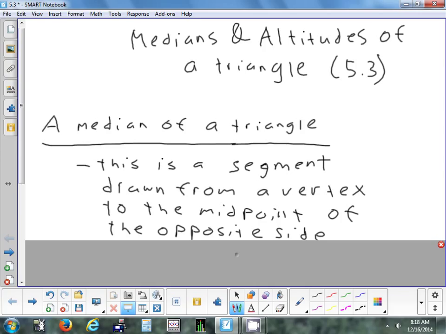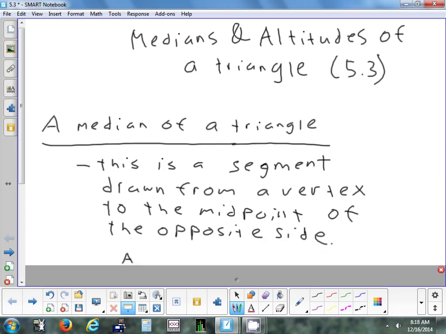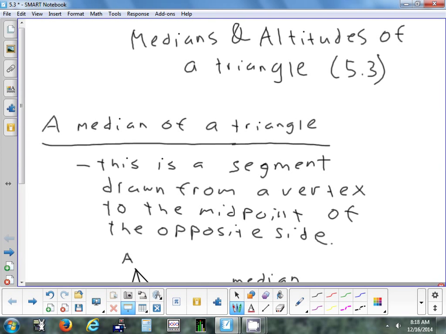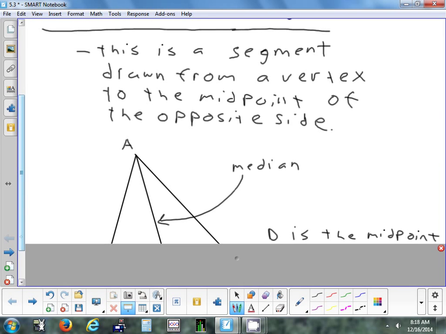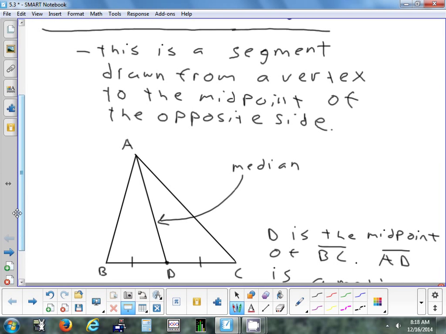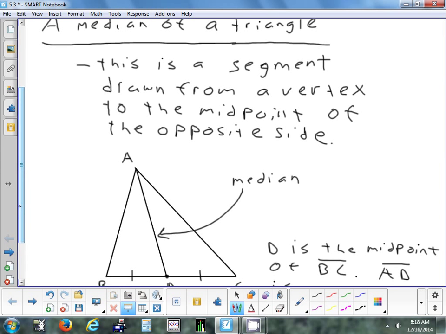So the median is another segment we can draw in a triangle, and it's drawn from a vertex to the midpoint of the opposite side. Okay, so it looks something like that. We've got a segment coming from the vertex, going to the midpoint of the opposite side.